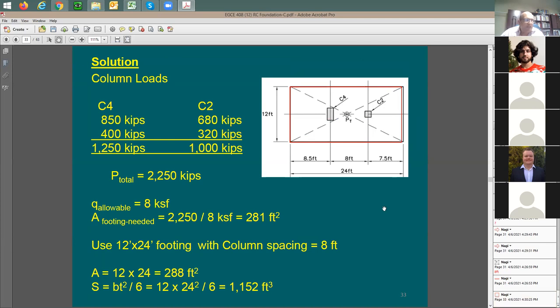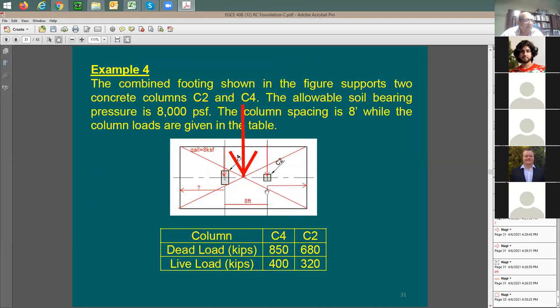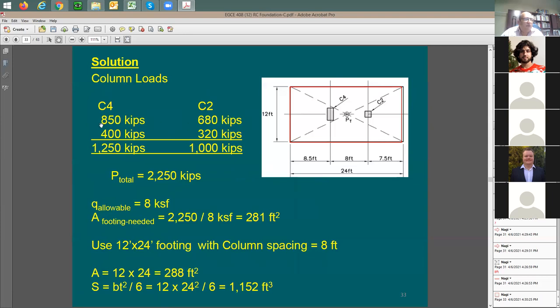Now let me first figure out the value of this resultant force. I have the column loads from the given table, so I'm going to carry them over here. Don't forget, here we don't use ultimate loads, because we're just designing for the soil. We're not designing the footing itself and the reinforcing inside it. We're just designing the size of the footing, which means our design is governed by the soil itself. I have a total of 1250 and 1,000 for each column. If you add this number to that number, it's 2250, which is this P total. Allowable is 8 kSF. So at the end, you can treat this as one big footing with one big load, which is this P total.